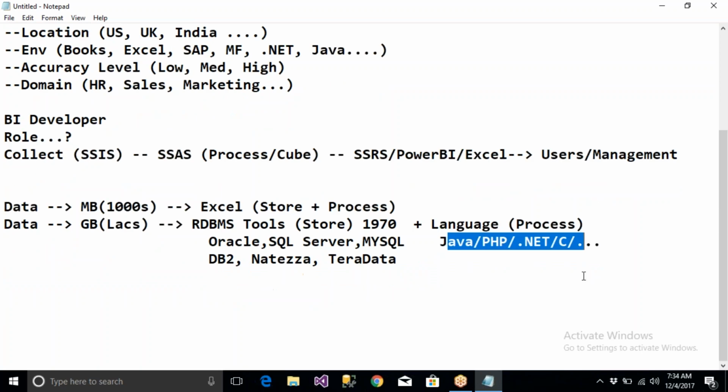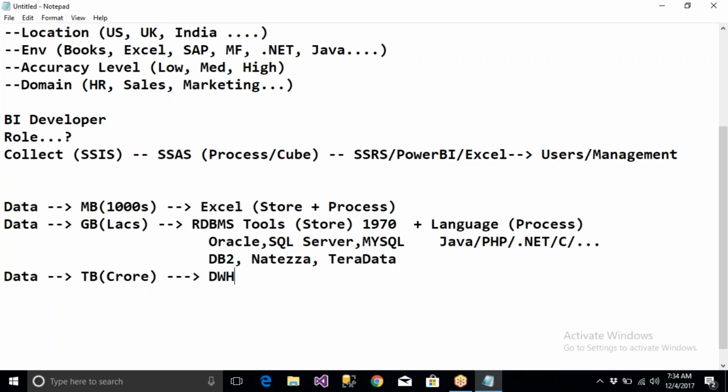But this can be allowed when you have GBs of data. Now, slowly, 1 month is 100 GB. 1 year I'm talking about 1 terabyte of data, 2 terabytes of data. When the data is in terabytes, I wanted to store my past 5 years data, 10 years data. To store terabytes of data, we're talking about crores of records, billions of records, that data I will not be able to store in a normal RDBMS. So you have to store this data in data warehousing technologies.